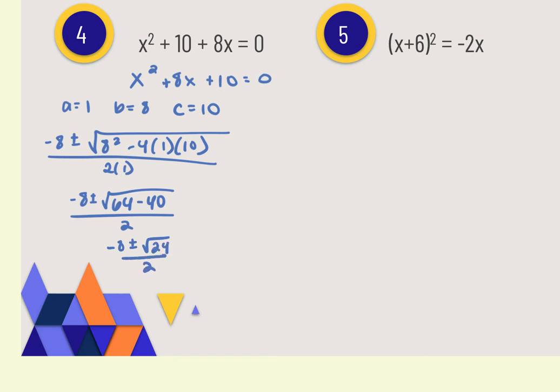No, sorry, over 2. 24 breaks down into like 4 and 6, and you could bring a 2 out. So this is negative 8 plus and minus 2 root 6 over 2. And then because all 3 of those coefficients are divisible by 2, my answer is negative 4 plus and minus the square root of 6.